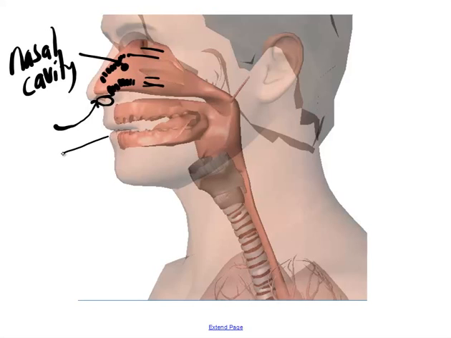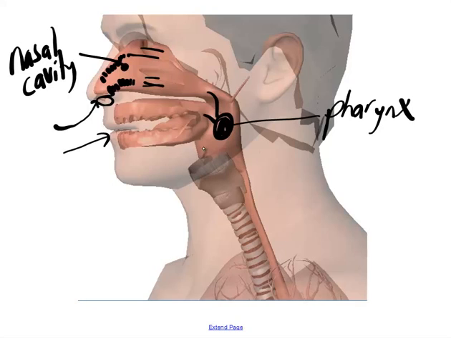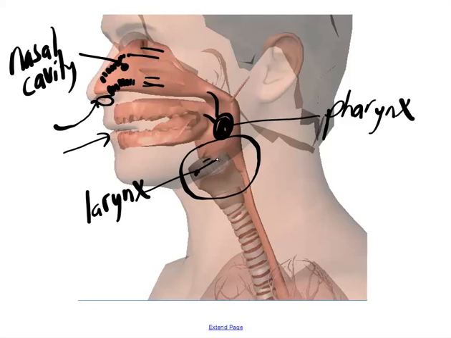You can also breathe in through your mouth, obviously, and these two passages meet here at the back of the throat. This area right here is called the pharynx. The pharynx is just where the esophagus and the nasal passages meet. Food and air will use this passage to get in. Right here is what is called the larynx, and it houses your vocal cords. That's what you see here, these vocal cords.